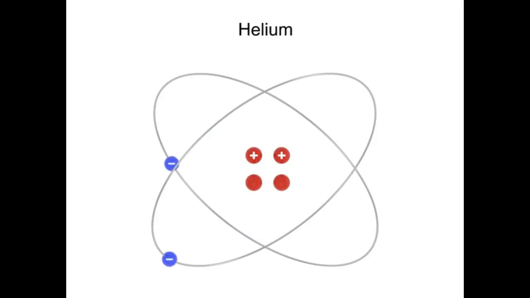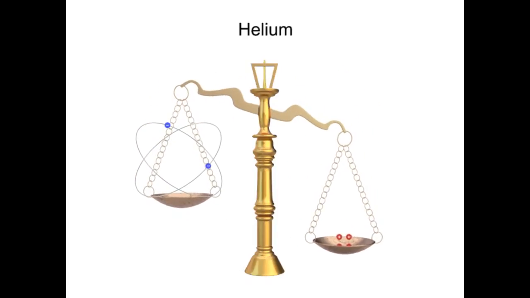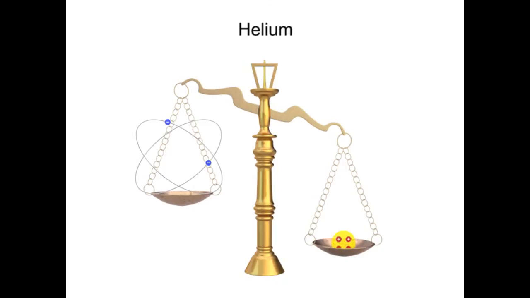While the electrons orbiting the nucleus occupy a relatively vast amount of space and comprise most of an atom's volume, they have virtually zero mass. Protons and neutrons, on the other hand, although very small, contribute most of the mass of an atom.